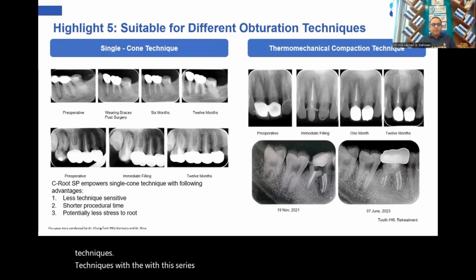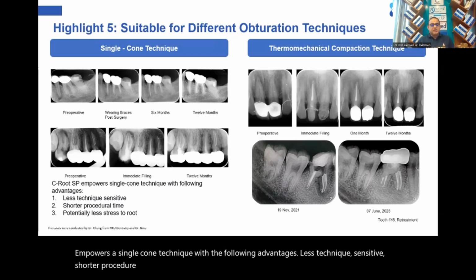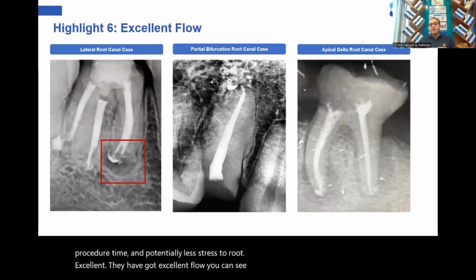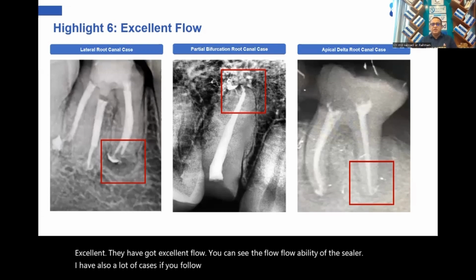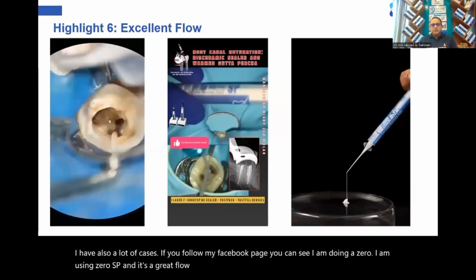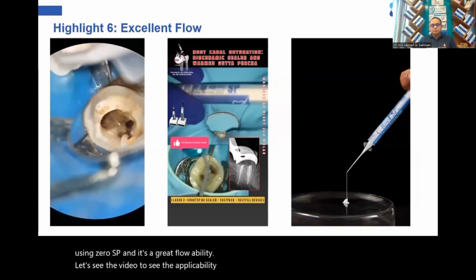So Root SP empowers a single cone technique with the following advantages: less technique sensitive, shorter procedure time, and potentially less stress to the root. Excellent flow. They have got excellent flow. You can see the flowability of the sealer. I have also a lot of cases. If you follow my Facebook page, you can see I'm using Root SP, and it's a great flowability. Let's see the video to see the flowability of this product.